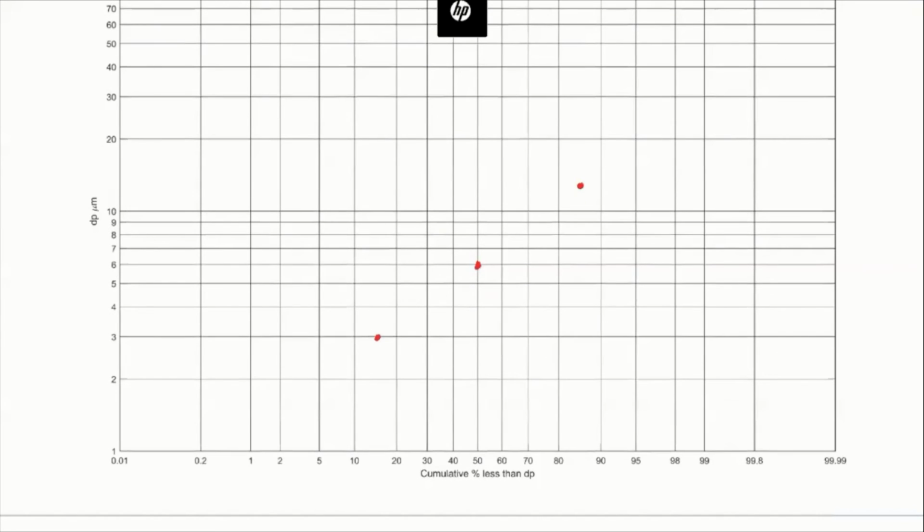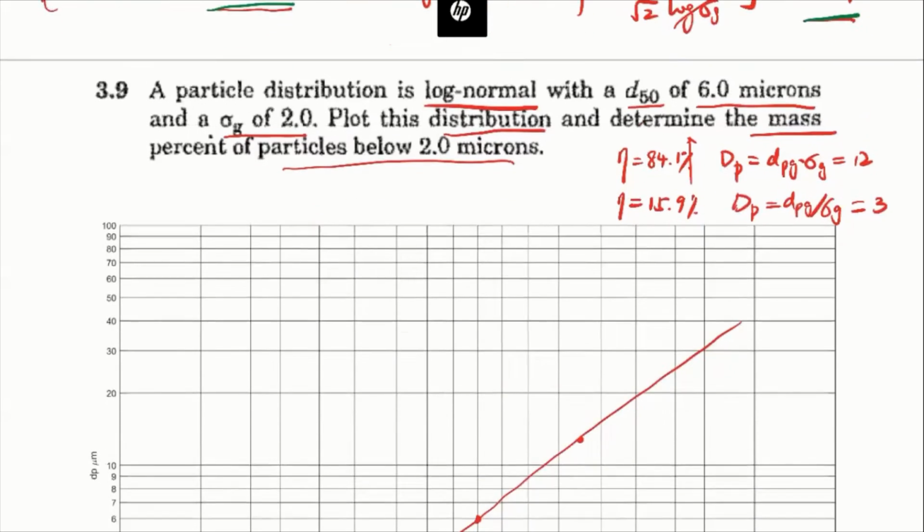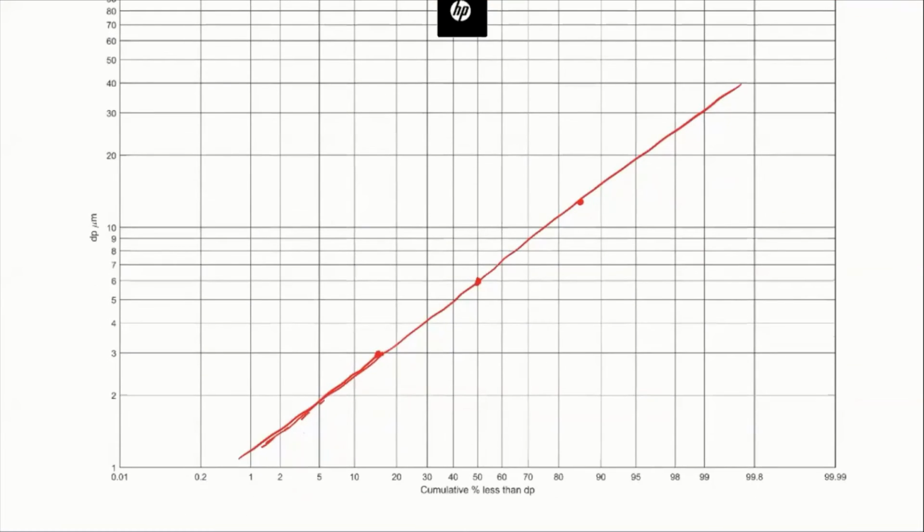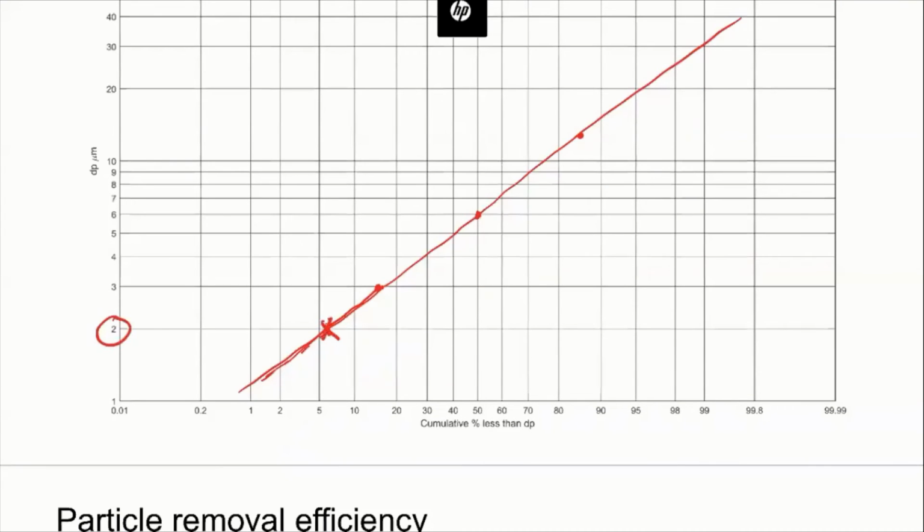Then we can just draw a straight line, because we already know that it is a log normal size distribution. Now how do we determine the mass percent of particles below 2 microns? We'll just use this line. This is 2 microns. Look for the vertical line here. That's probably around 5.5%.